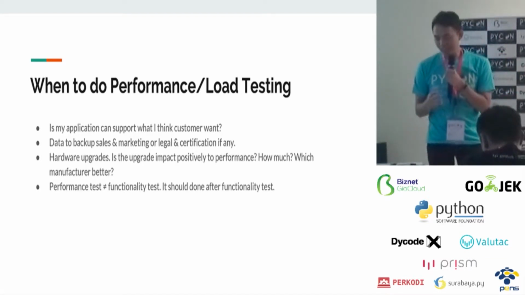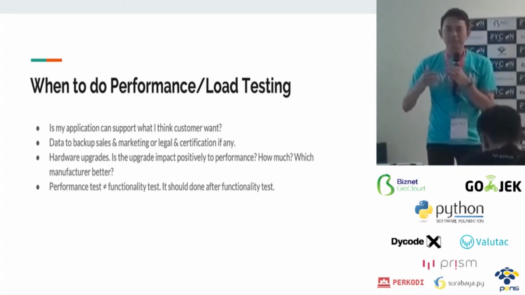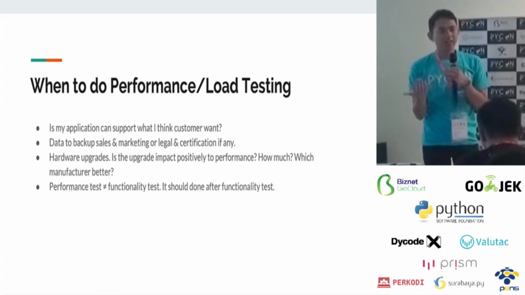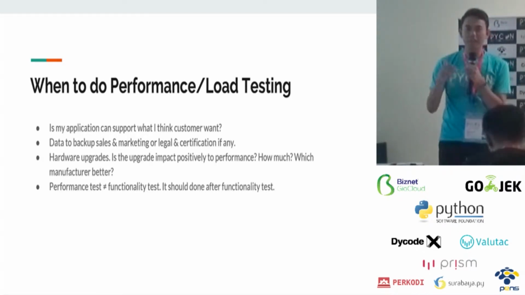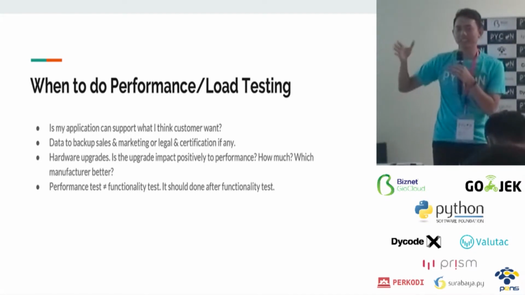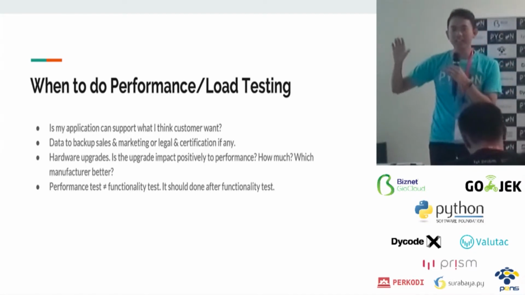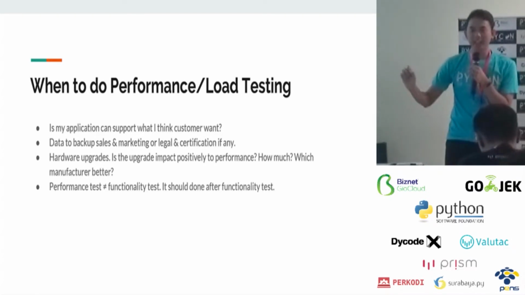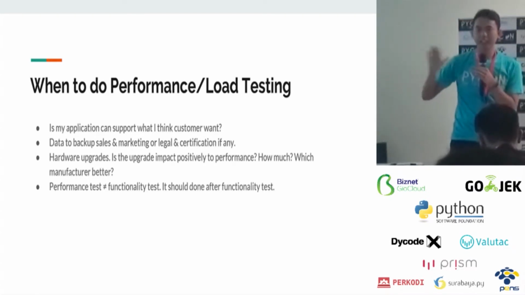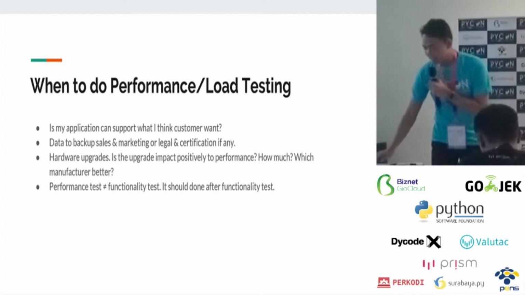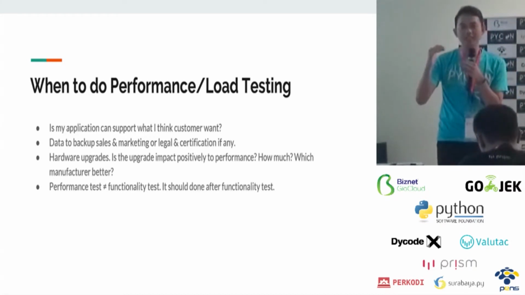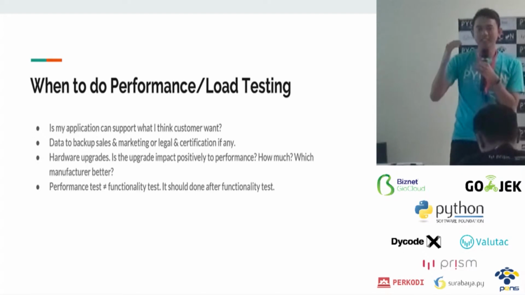Second, maybe you want to back up your sales or marketing program with data. For example, Google has an app that it sells to enterprises, and this app can handle a certain number of queries per second, X queries per second, and you want to back that marketing claim with your performance testing data. And maybe you want to do hardware updates, and you want to know if you upgrade your hardware, is our performance increasing or not?